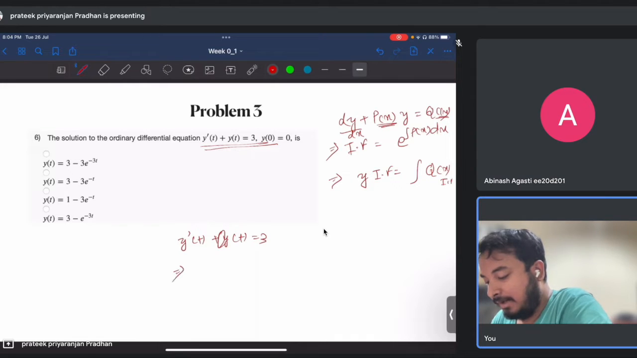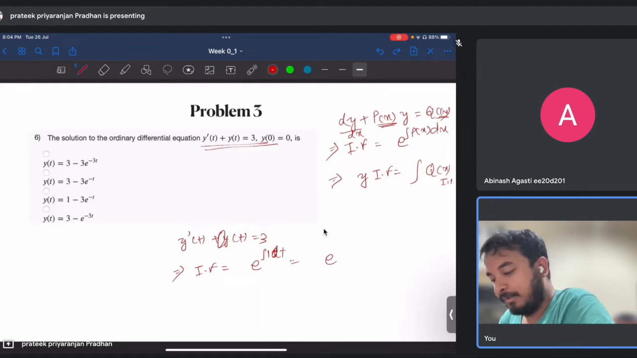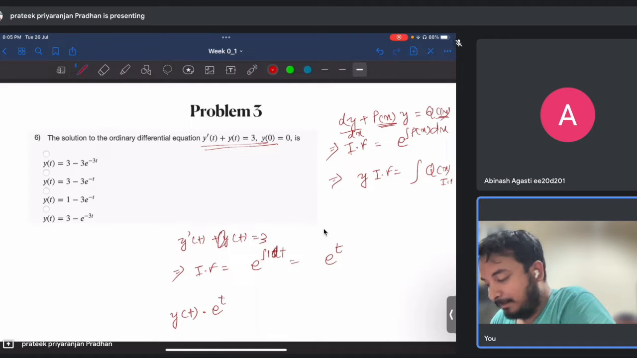So directly we can write the integrating factor is equal to e to the power integration of 1 dt. So the integrating factor will be e to the power t. So y of t into e to the power t is equal to integration of 3 into e to the power t.